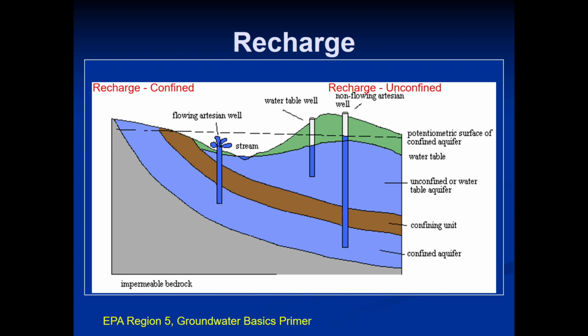Recharge in confined and unconfined systems. Natural recharge of the unconfined aquifer is mainly due to the downward seepage or percolation through the unsaturated zone of the excess water overpassing the field capacity of the soil. Recharge can also occur through upward seepage from underlying aquifers.